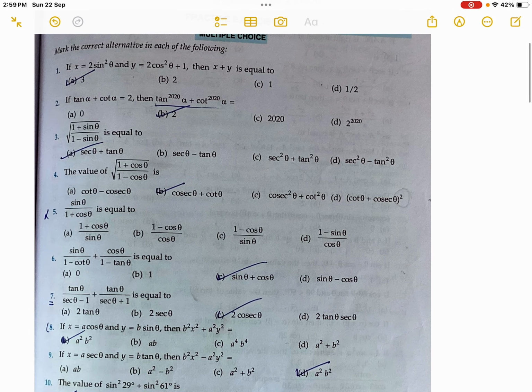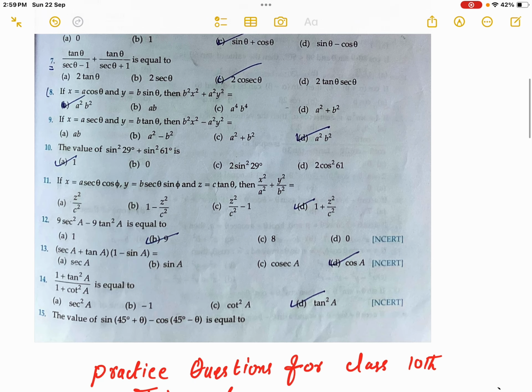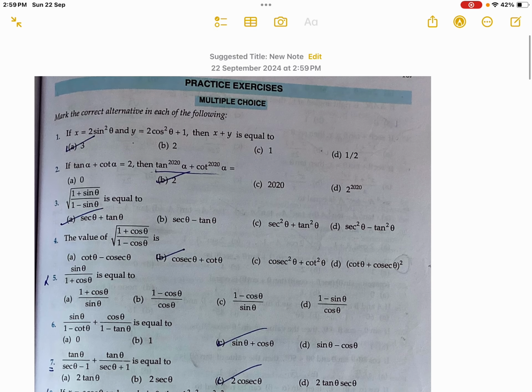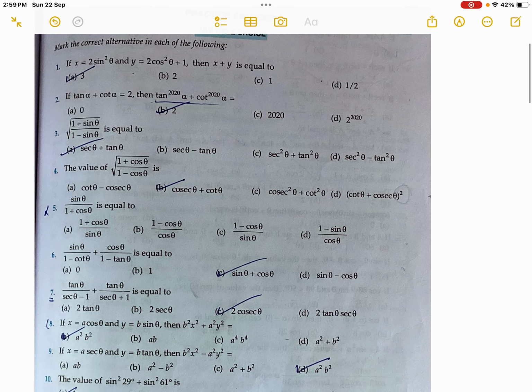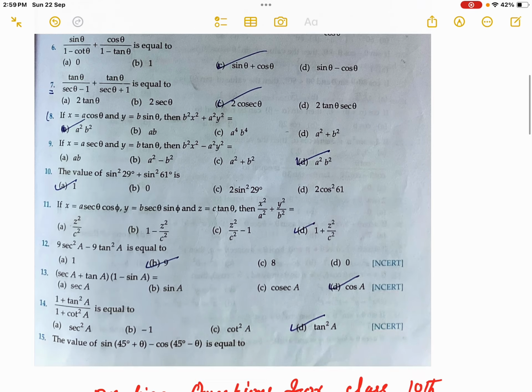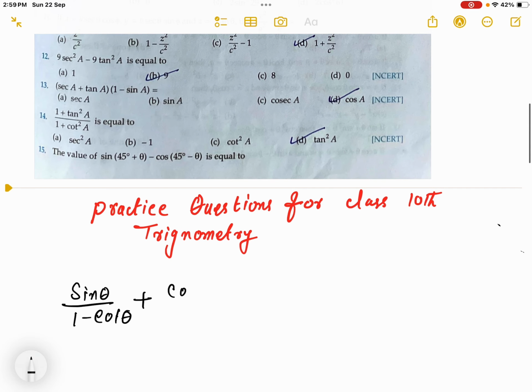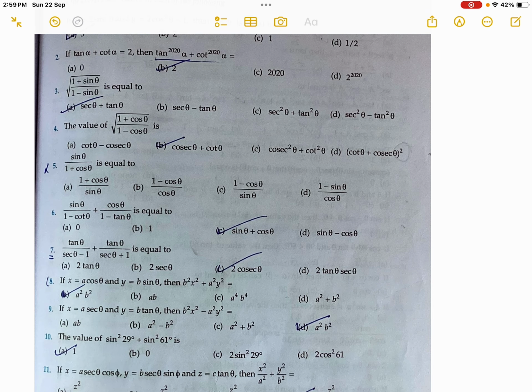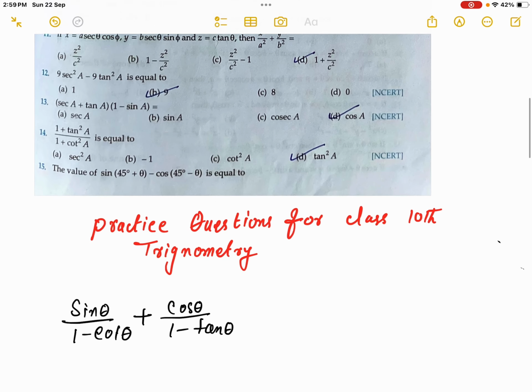The question goes sine theta over 1 minus cot theta, plus cos theta over 1 minus tan theta. So the options are given before you: 0, 1, sine theta plus cos theta and sine theta minus cos theta.